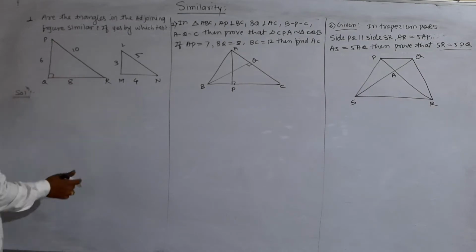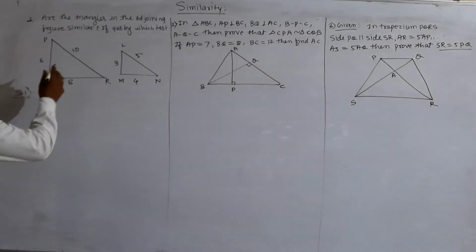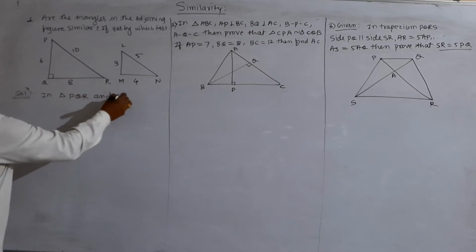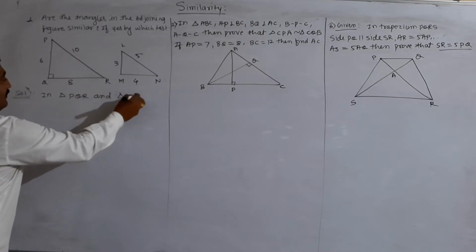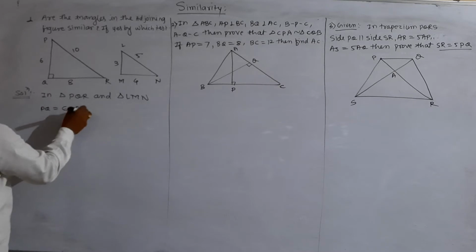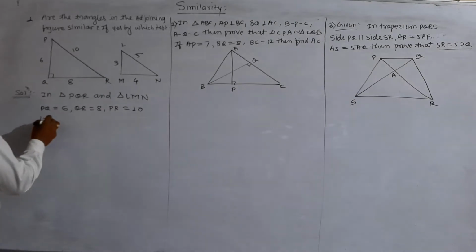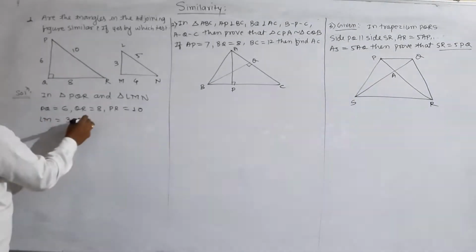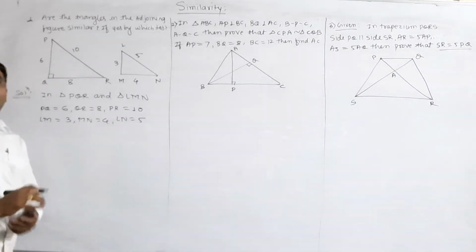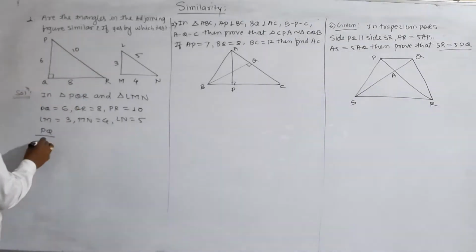These are the two figures. From these two figures we have to decide whether these two triangles are similar or not. Here are two figures, triangle PQR and triangle LMN. In this figure, PQ is equal to 6, QR is equal to 8, and PR is equal to 10. Then LM is equal to 3, MN is equal to 4, and LN is equal to 5. So calculate the ratio of these corresponding sides. First ratio, PQ divided by LM.